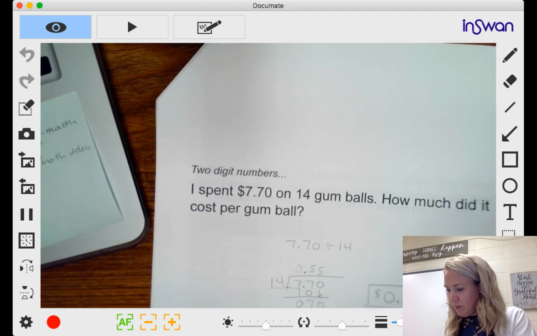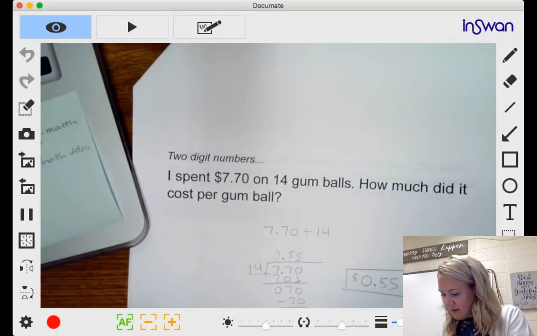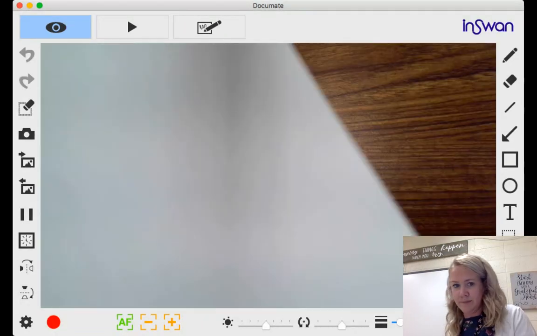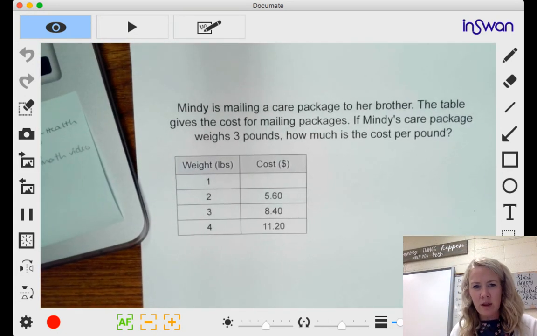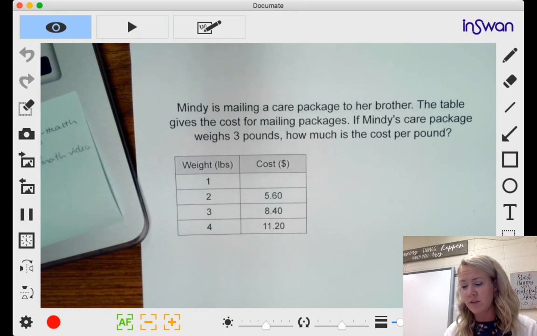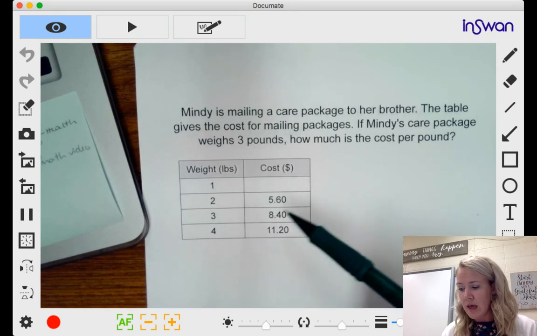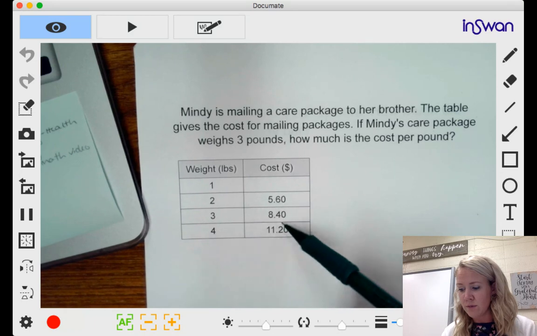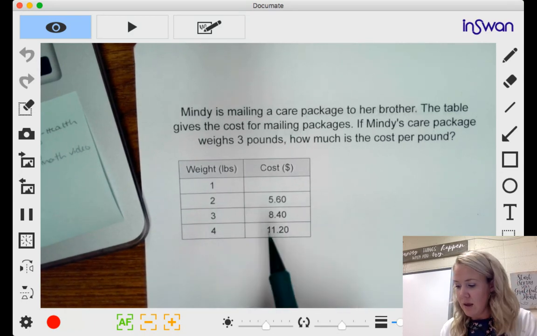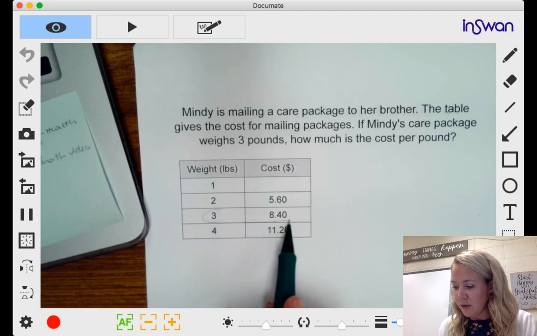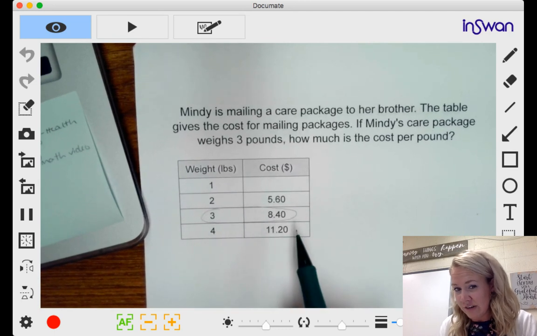The last kind of story problem you might see is talking about looking at tables for information. So Mindy's mailing a care package to her brother. The table gives the cost for mailing packages. Hers weighs 3 pounds. How much does it cost per pound? So you'll notice there's a gap in my table. I can see the cost for 2 pounds, for 3 pounds, for 4 pounds, but she's curious what it's costing per pound. So they told us this information. There's others, but we're going to use that.